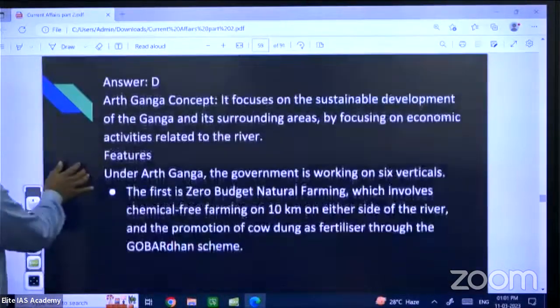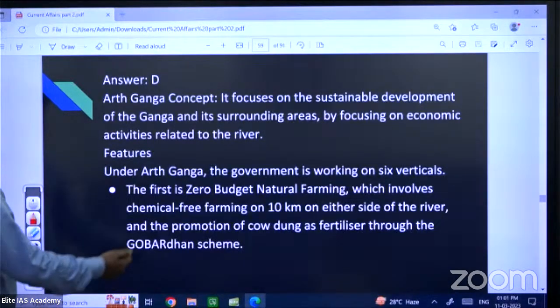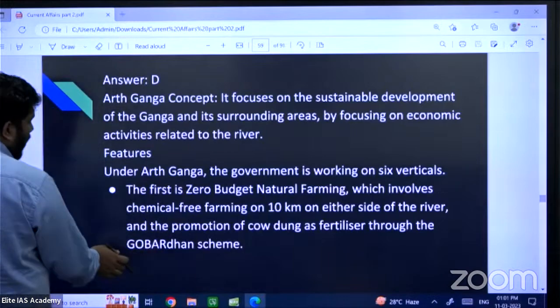You can read the explanation. Earth Ganga concept focuses on the sustainable development of the Ganga and its surrounding areas by focusing on economic activities related to the river. Under Earth Ganga, the government is working on 6 verticals. What are the 6 verticals of Earth Ganga? Important. The first is zero budget natural farming, which was in the option.